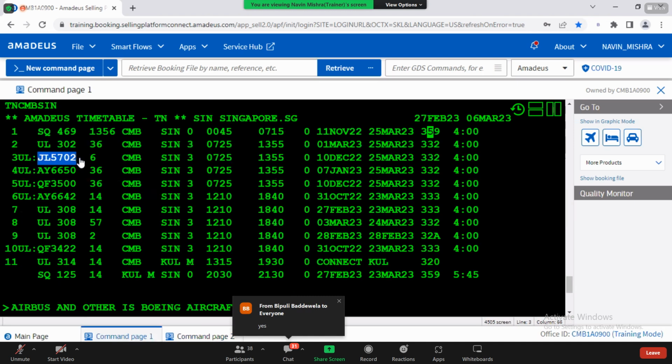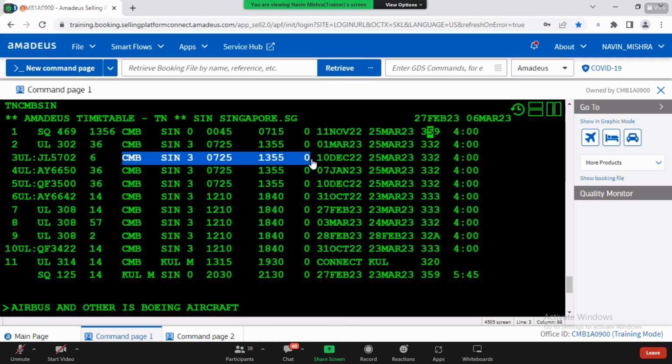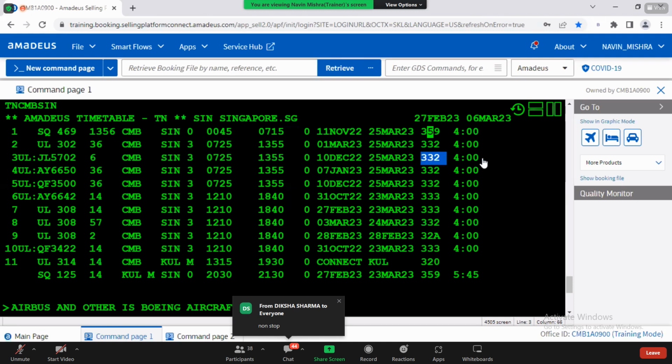Now tell me, on which day does this flight number operate? It only operates on Saturday, between Colombo and Singapore, with this departure and arrival. Is it a non-stop flight or a different flight? It's a non-stop flight because between Colombo and Singapore there is no stopover. Now tell me the craft type. What type of aircraft is this? It's an Airbus.